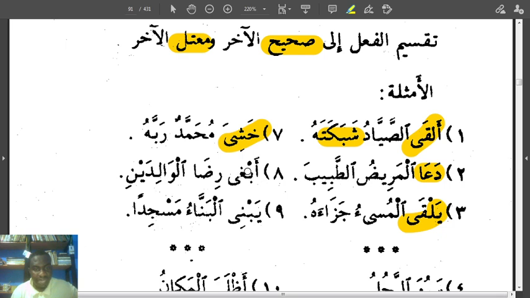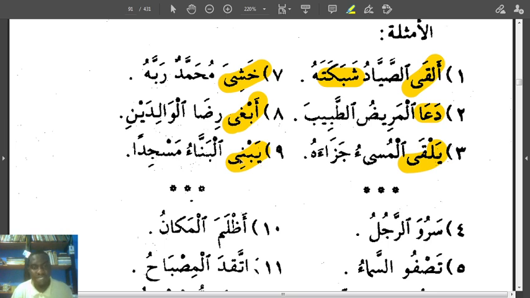We have abgi, our verb here. Abgi ridwa al-walidaini. I seek, I desire the pleasure. Ridwa bimana, pleasure. The pleasure of my parents, walidaini. I seek the pleasure of the parents. Like that.